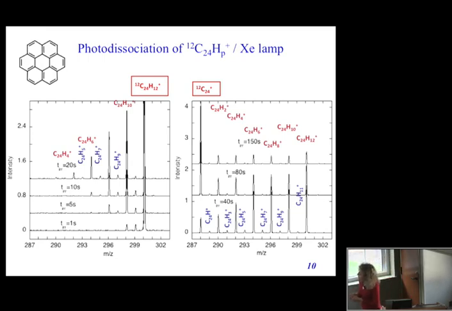With the xenon lamp, you have here the evolution of the mass spectrum as a function of the irradiation time. Depending on how well you focus your lamp, or if you use filters, you can control the dissociation rate. Here we selected the carbon-12 isotope, ejected the carbon-13, and you start to see the loss of one H to H.